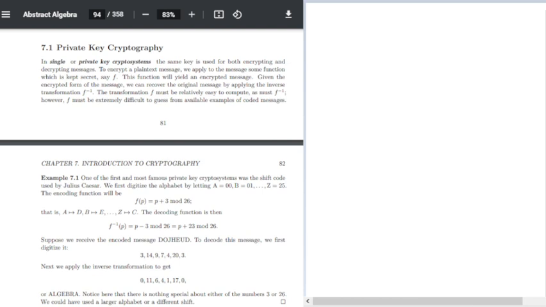7.1 Private Key Cryptography. In single or private key crypto systems, the same key is used for both encrypting and decrypting messages. To encrypt a plain text message, we apply to the message some function which is kept secret, say f. This function will yield an encrypted message. Given the encrypted form of the message, we can recover the original message by applying the inverse transformation f^-1. The transformation f must be relatively easy to compute, as must f^-1. However, f must be extremely difficult to guess from available examples of coded messages.